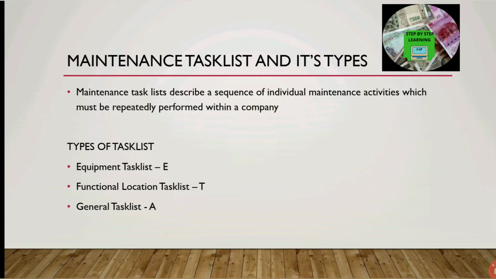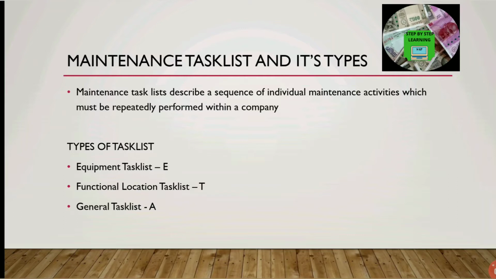Instead of entering every time the required operations for a particular maintenance activity for a particular machine, we capture it as master data. We have three types of task list: equipment task list, functional location task list, and general task list. The SAP standard task list type for the equipment task list is identified as E, the functional location task list is identified as T, and the general task list is identified as A.